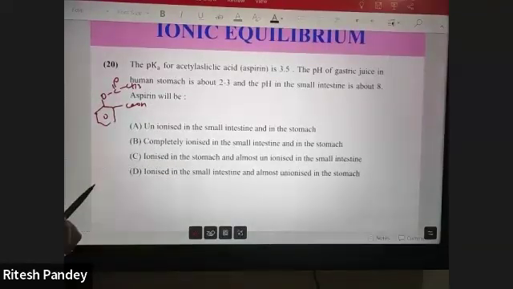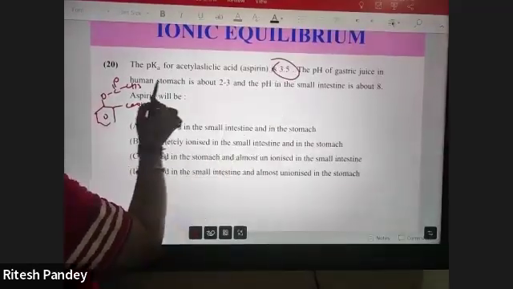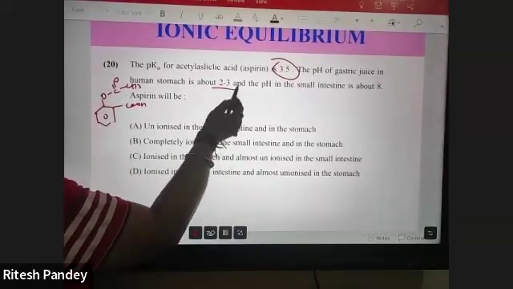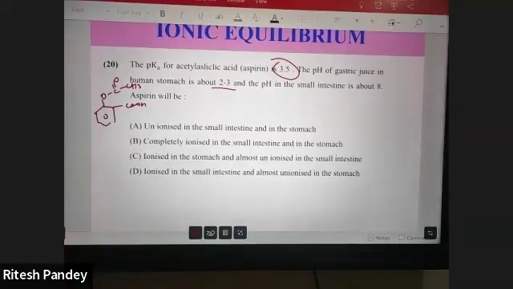I would want some more people to respond. The pK is 3.5. Gastric juice is acidic because of HCl in the peptic juice. In the small intestine, the medium is alkaline. Yes, please. Now you can tell me what's the right answer.